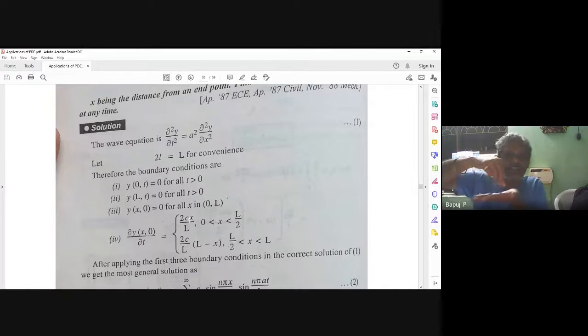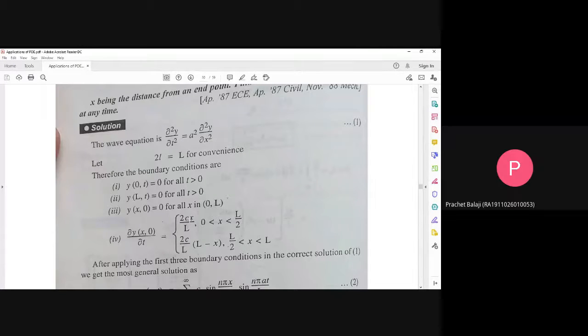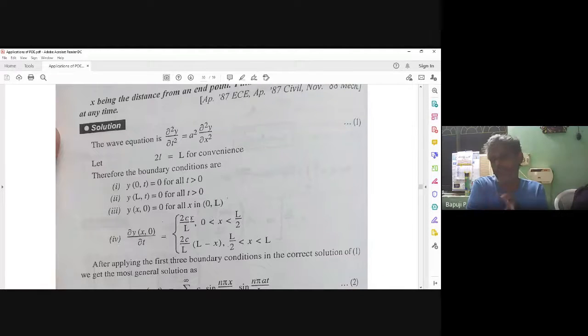I am stretching my string to a distance b. So from 0 to L by 2, at 0 it is 0, and the line is 2bx by L. From L by 2 to L it is 2b by L into L minus x. Now in this problem, instead of b, what is there? C1, sir. Both are the same or not? If you are able to attack this one, can't you do this? Tell me.